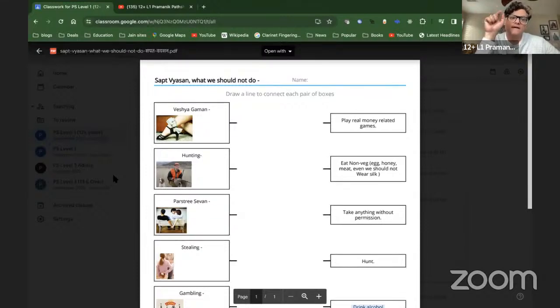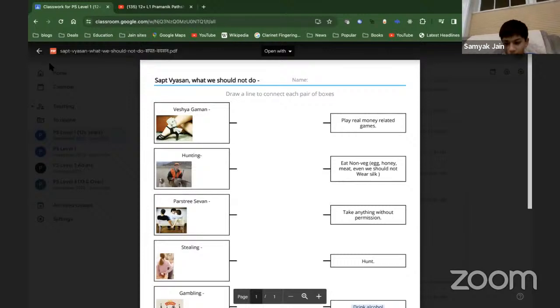Then comes Vaishya Gaman and Paristri Sevan. So that's the sixth and seventh. That way there are seven vyasans, seven bad habits or seven sins. A Jain should take a vow not to do any of them. Okay? Make sense? Samyak, you got the seven names? Did you get the seven names of the Saptavyasan? What I just explained?